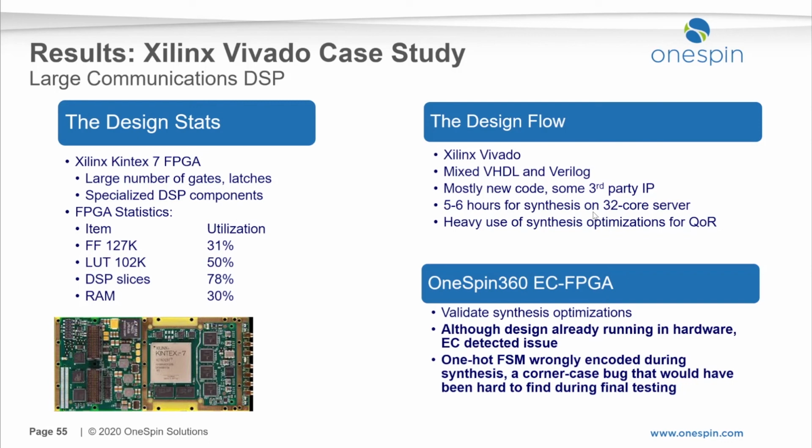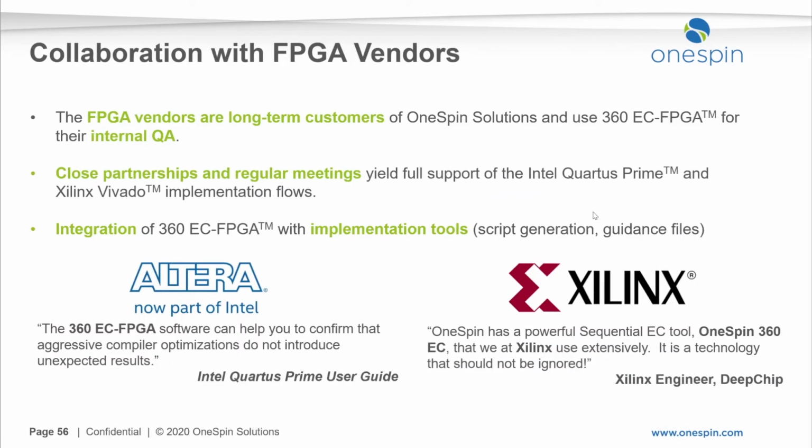And the design was already running in hardware, but EC-FPGA identified that an FSM encoding that was supposed to be one hot was wrongly encoded, and this led to a corner case bug that would be almost impossible to find during final testing. So the reason why OneSpin is able to handle these things and your typical tools for ASIC are not, well, it's because of this, right?